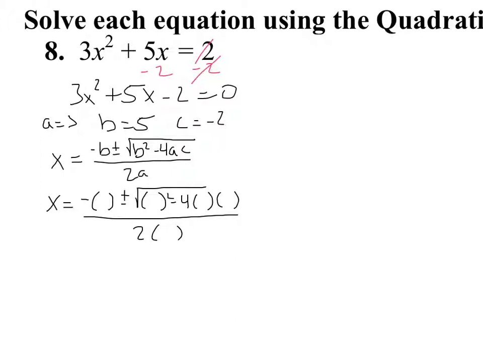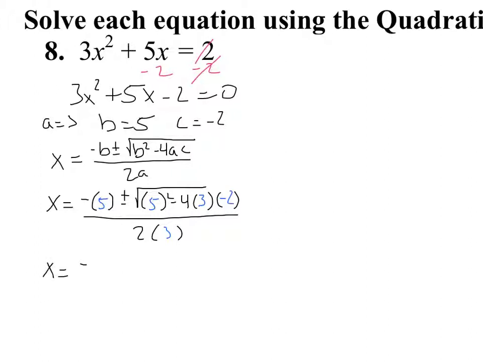So, plugging in for b, we're going to plug in 5. Well, B goes there and B goes here. We have two B's. Plugging in for A, we have 3 in 2 different locations. And then plugging in for C, we have -2. All right, let's simplify it down a little bit.